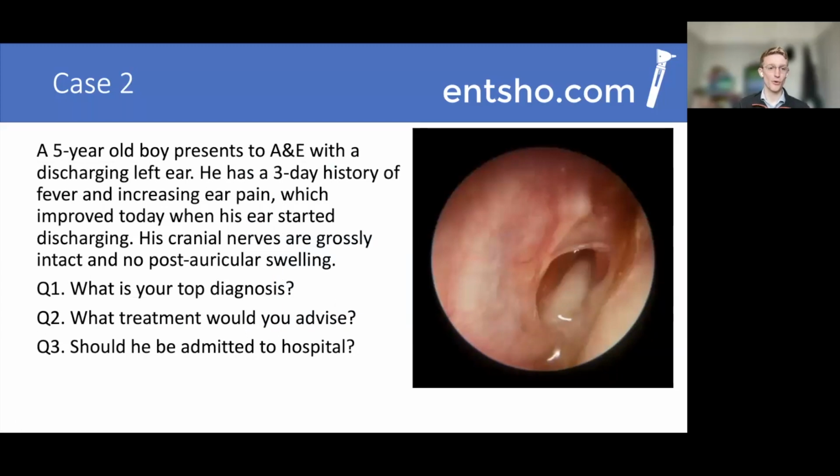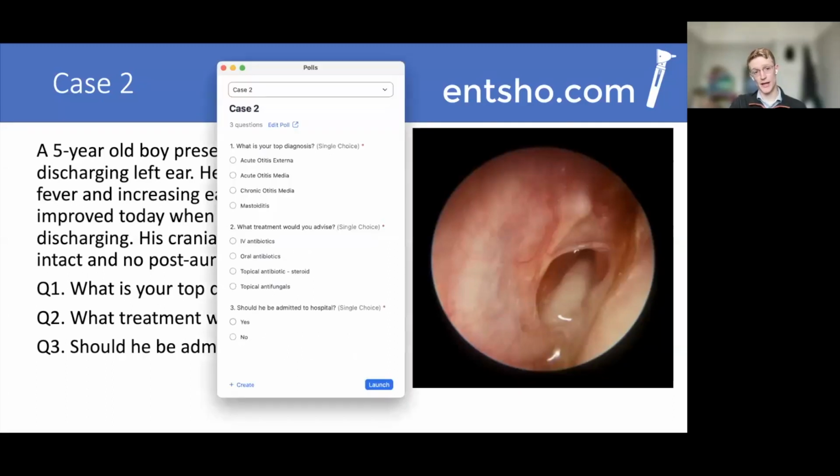Now everyone's feeling a bit more warmed up. So this is a 5-year-old boy who presents to A&E with a discharging left ear. He has a 3-day history of fever and increasing pain, which improved today when his ear started discharging. His cranial nerves are grossly intact and there's no post-auricular swelling. So what is your top diagnosis? What treatment would you advise? And should he be admitted to hospital? Here are your options for the polling. And I'll give you 5 seconds to have a little think.